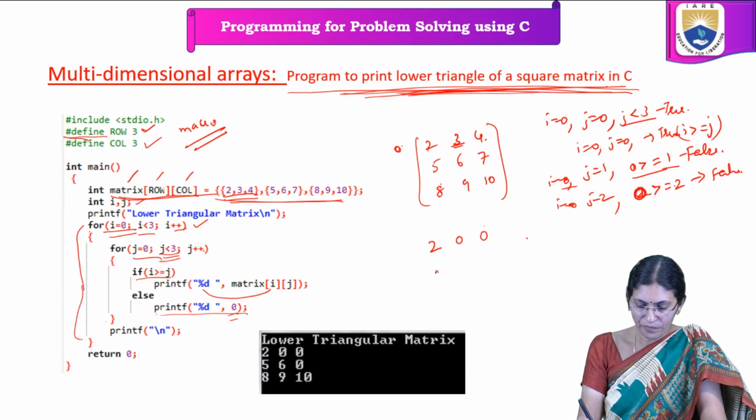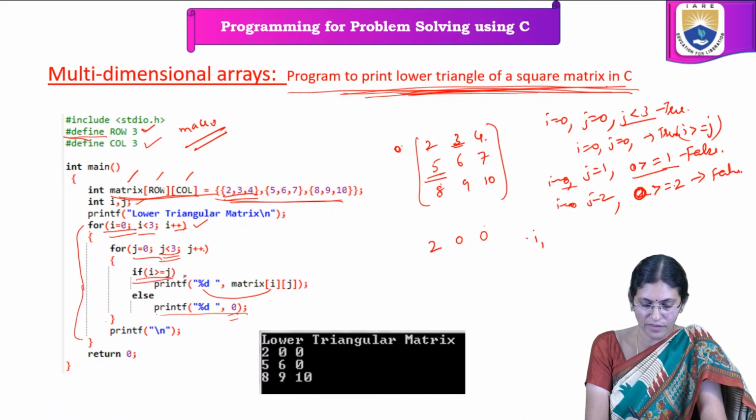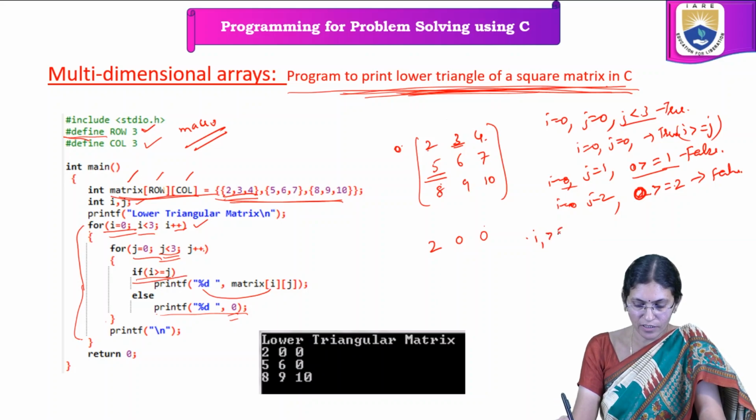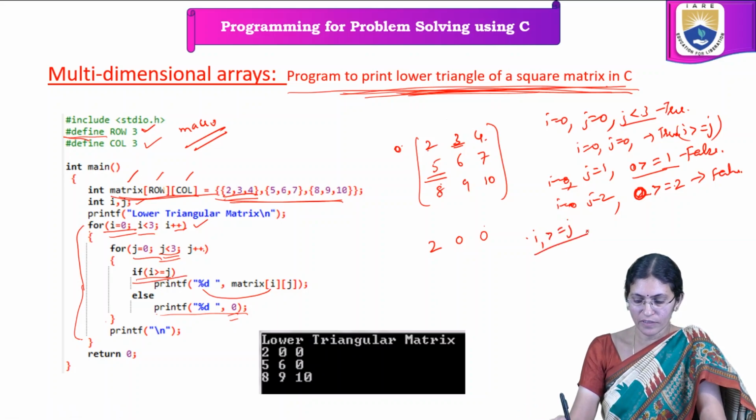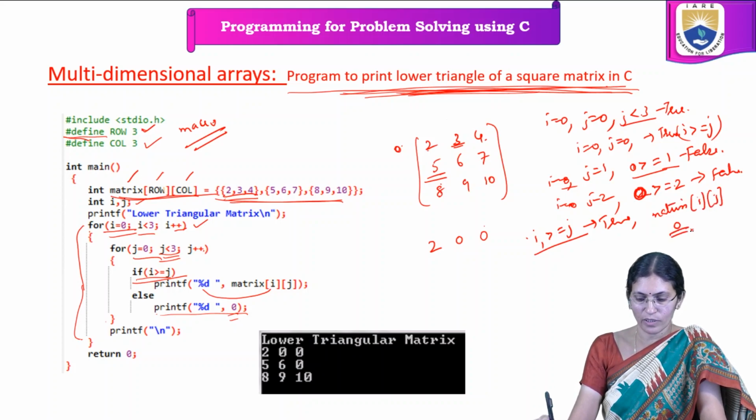So in this way, it will check each element. If the corresponding condition, if I is greater than or equal to j, is satisfied, if this condition is true, the corresponding matrix elements will be printed as it is. Else 0 will be printed.